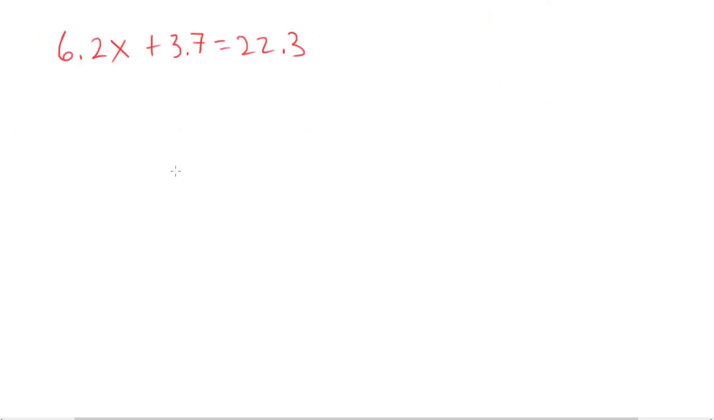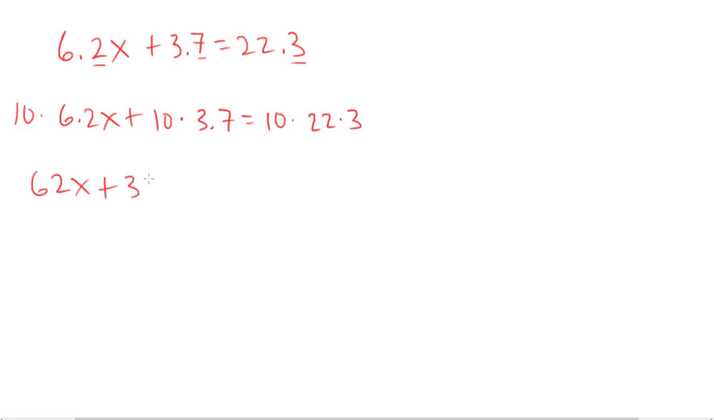So feel free to pause the video and try the following example. I have 6.2x plus 3.7 equals 22.3. I have a maximum of 1 digit behind the decimal place. That's a 10th spot, so I'm going to multiply by 10. So I have 10 times 6.2x plus 10 times 3.7 equals 10 times 22.3. So that makes that just 62x plus 37 equals 223.